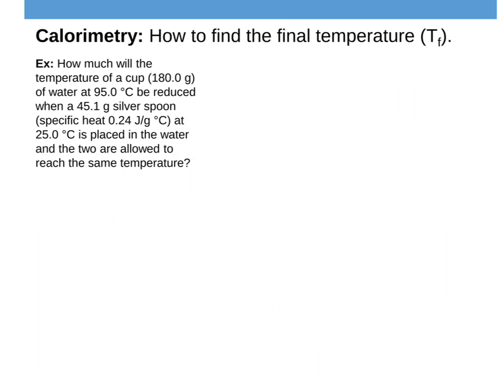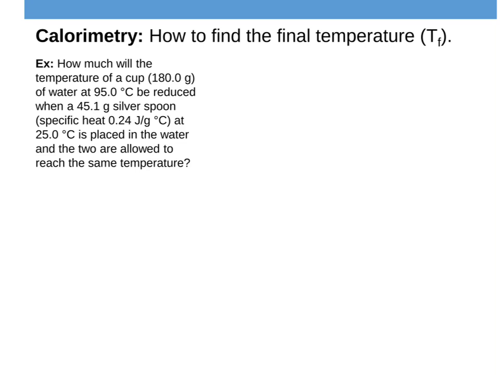This one's asking how much will the temperature of a cup of water, 180 grams, at 95 degrees be reduced when a 45.1 gram silver spoon, and then they give us the specific heat for the silver, at 25 degrees, is placed in the water and the two are allowed to reach the same temperature. All right, so I got two things going on here.